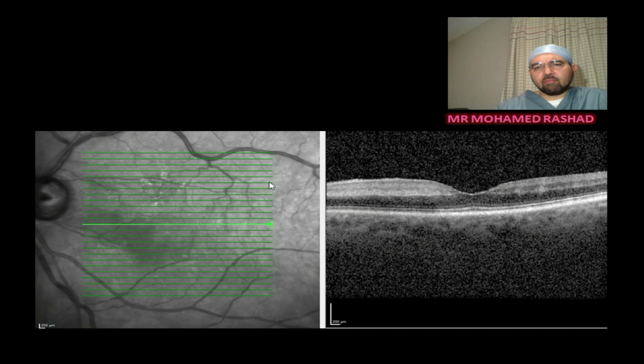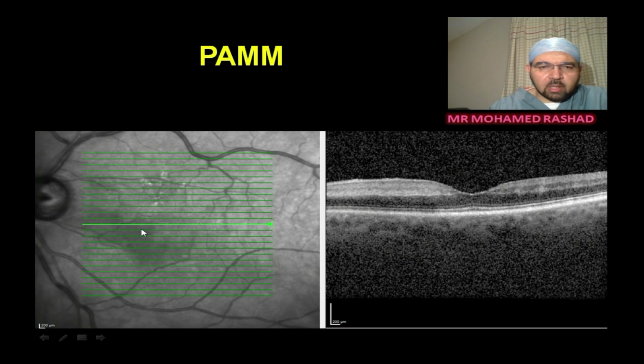The other thing is the reflectivity that is abnormal. You can see here the reflectivity of the inner layers is very high in comparison to the normal scans that we have discussed. And here as well, there are some hyperreflective bands. We call this PAMM, which is paracentral acute middle maculopathy, which is actually an ischemic condition that affects the capillaries.